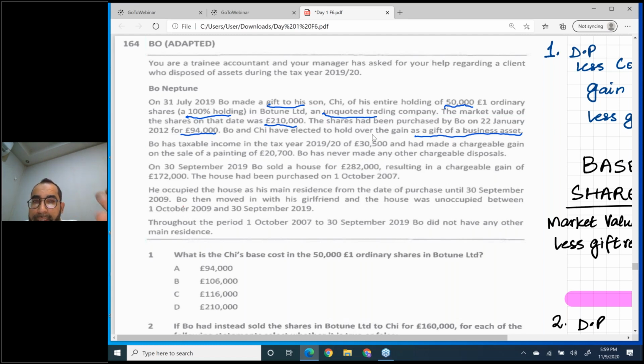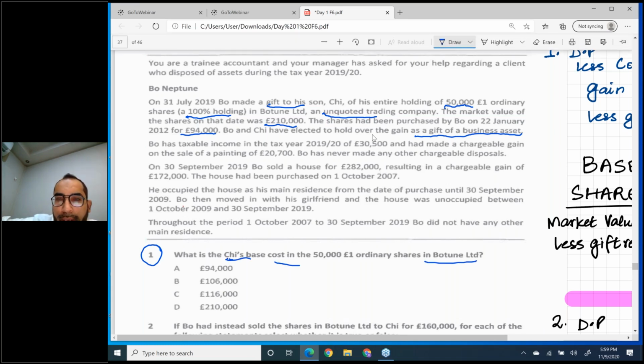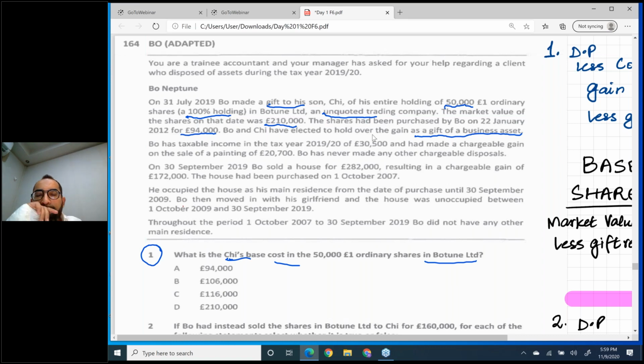Now just read these four lines. This is enough. Now, requirement number 1 can easily be done using this information. What is the son's base cost in the 50,000 ordinary shares in Botune Limited? Now, listen. Dad has given shares to his son, and for the computation of gain, market value is used as disposal proceeds. Let's do it. It's all ready made.